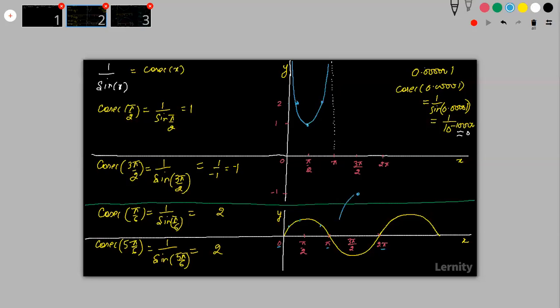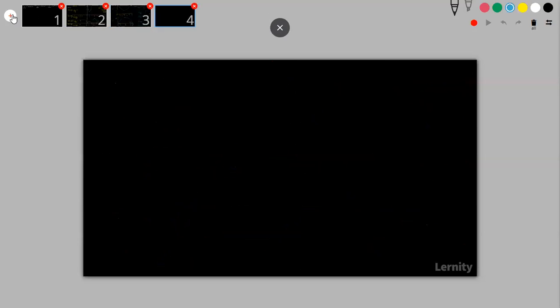Okay, so we will exactly make this thing in the negative direction, something like this. Again, for pi it is undefined, for 2 pi it will be undefined, right? So see, I will show you once again for between pi to 2 pi.